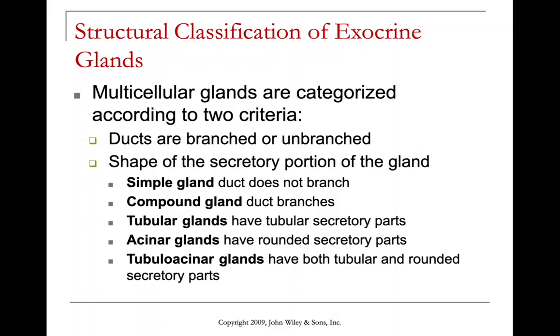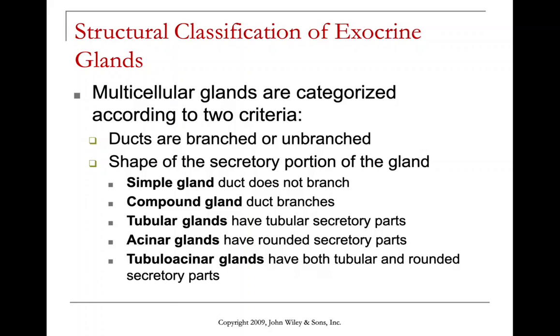So looking at classifications of the exocrine glands, we classify the multicellular glands on two criteria: whether or not the ducts are branched or unbranched, and then the shape of the secretory portion of the gland. So a simple gland duct does not branch, where a compound gland duct does branch.